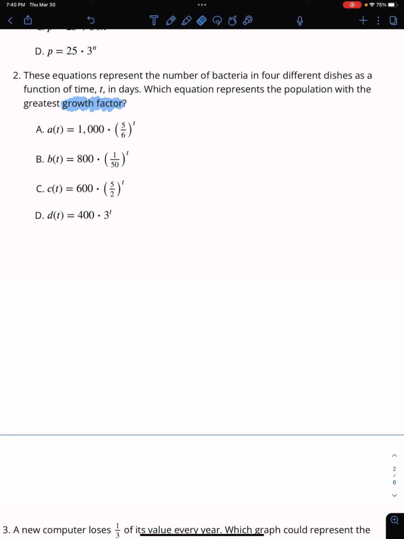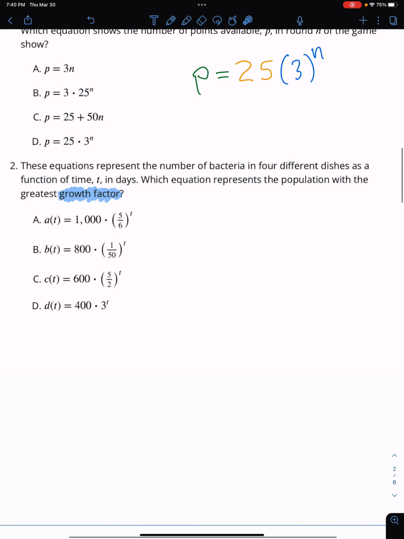So to answer this question, you've got to know where the growth factor is, right? Because a lot of people are going to look at this and say, look, this is the biggest number here, 1,000. I'm going to go with A. Or maybe they're going to try to plug something in. Today I saw people trying to multiply this times that. We don't need to do all that. We don't have to multiply this together. We just need to recognize the parts of our function.